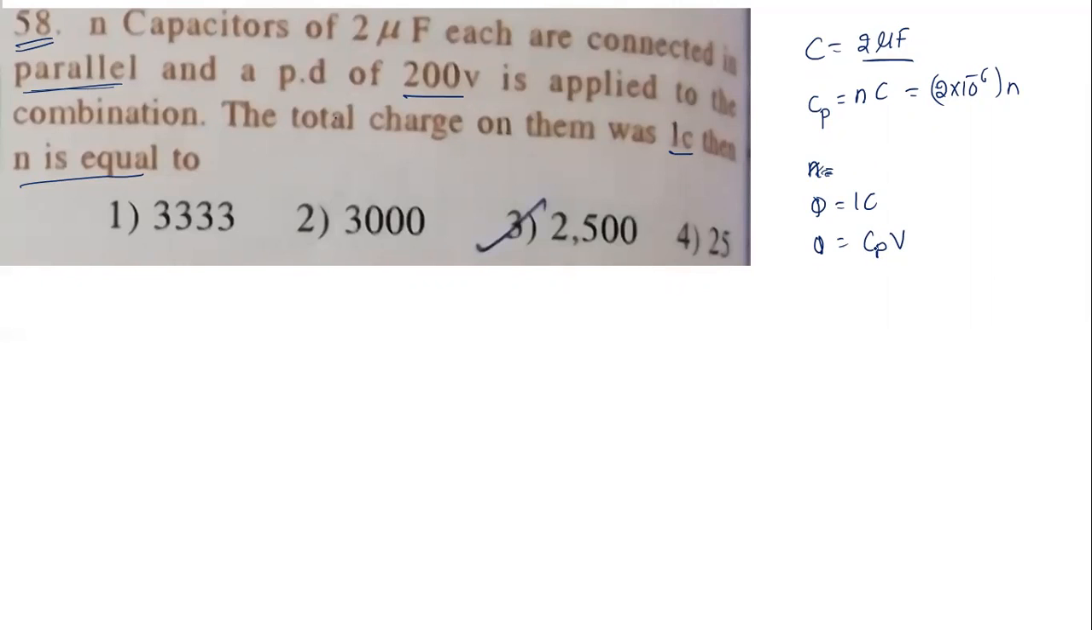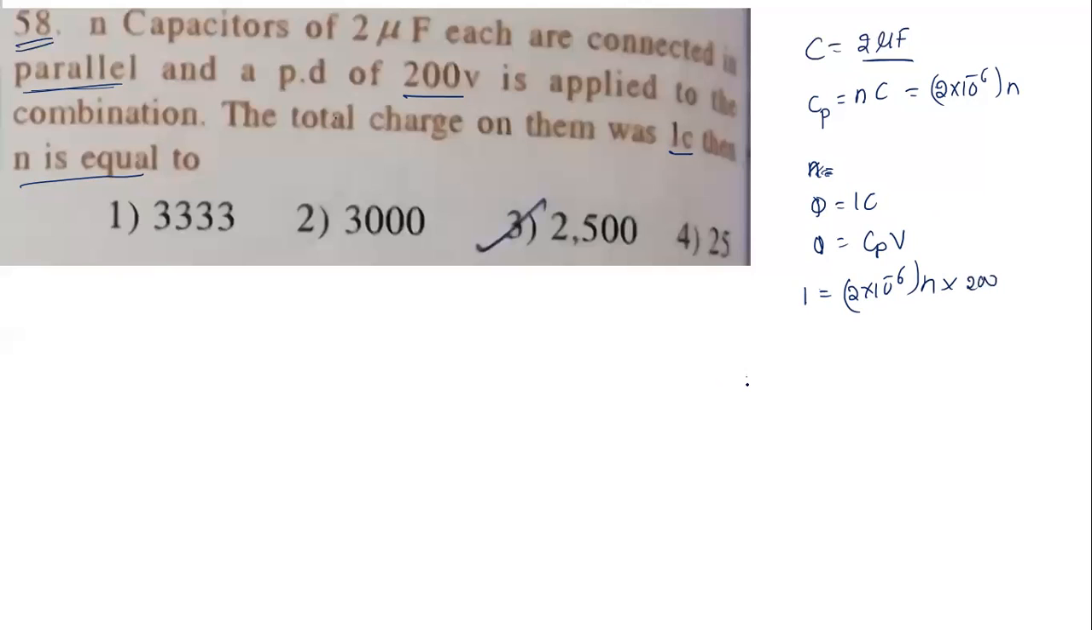Yes or no? Q is equal to Cp times V. So we want to find out what now? N. So let us introduce this value of Cp. So Q is 1 coulomb. That is equal to Cp, which is 2 into 10 power minus 6, times N into voltage. The voltage is given, 200 volt.